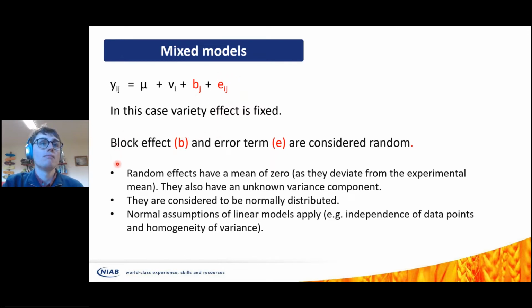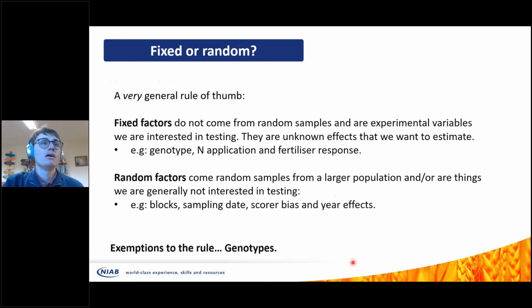So the block effect and error term are considered random, and the difference is these random effects have a mean of 0 as they deviate from the experimental mean. They also have an unknown variance component, and they are considered to be normally distributed. The normal assumptions of a standard linear model apply, as with a mixed model, so the independence of data points, homogeneity of variance, and the normality of distribution of residuals.